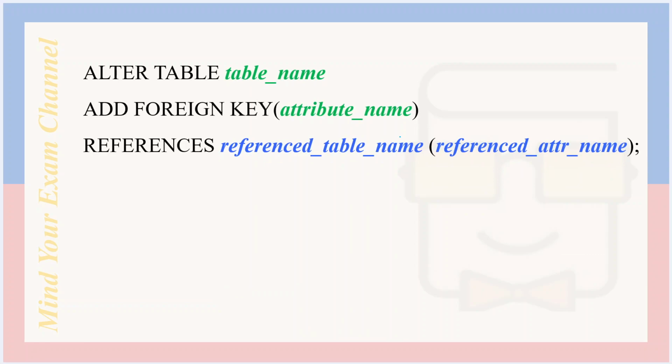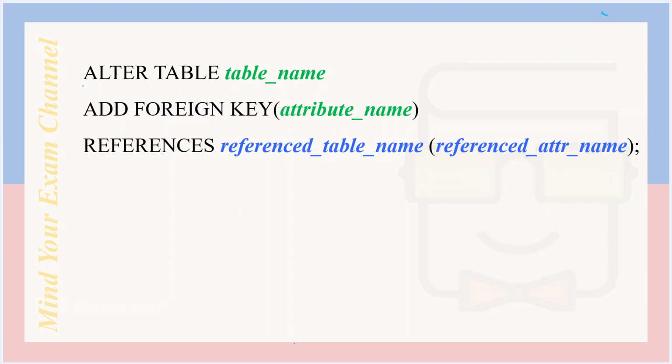Once we have created the student table, initially it will not contain the foreign key GUID because till now we have not created the guardian table. Once we have created the guardian table, we assign GUID as the primary key of the guardian table, and then we use the alter table command to add the foreign key in this student table. So what is the command?